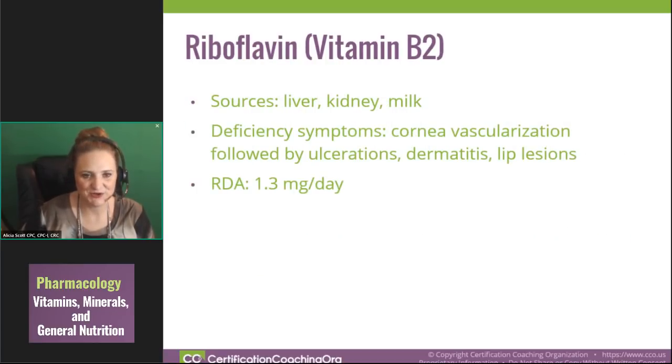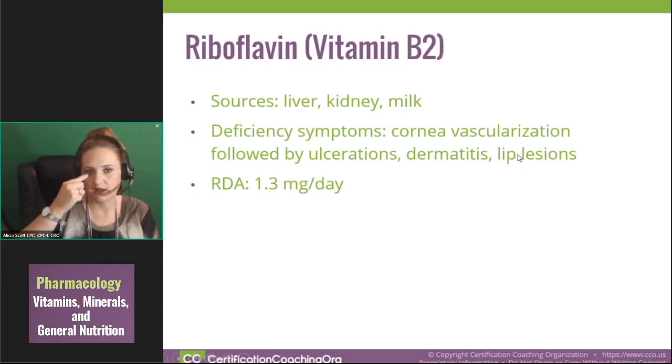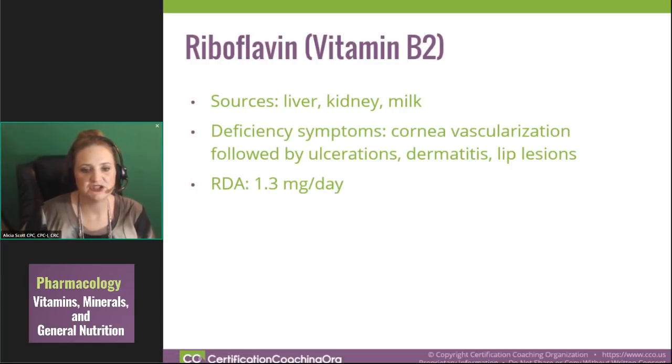Riboflavin, that one we told you, you don't hear about vitamin B2, but you hear it as riboflavin, 1.3 milligrams a day is the recommended daily allowance. Cornea vascularization around the cornea of the eye happens if you have a deficiency, but your skin is really, really affected if you don't have enough riboflavin.